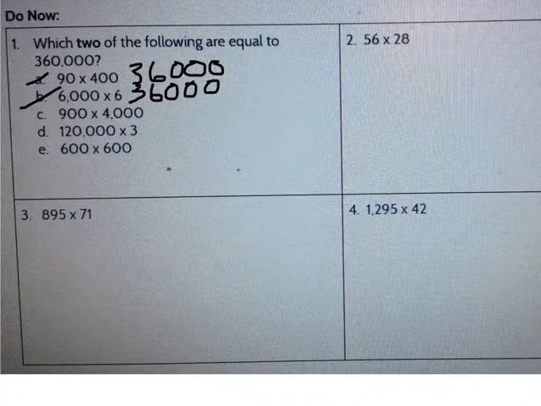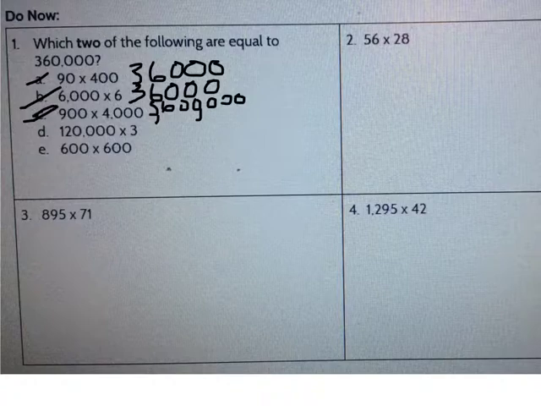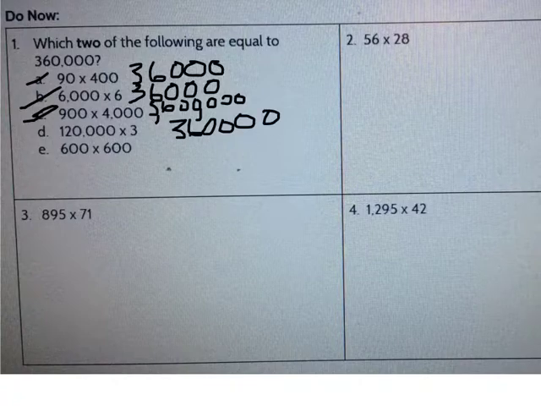Let's check out C. 900 times 4,000. 9 times 4 is 36 plus 5 zeros. That is not a correct answer. Let's check out D. 120,000 times 3. Well, 3 times 12 is 36 plus 4 zeros. That is a correct answer.